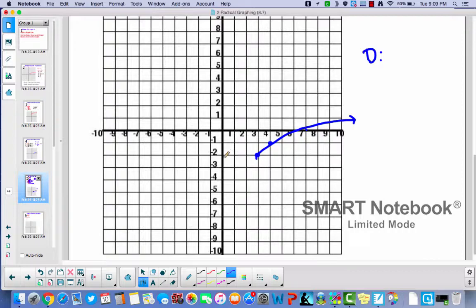Okay, so what is our domain? Well, where do our x's start? Can we have anything over in here? No, so our x's start at 3 and get bigger. So x is greater than or equal to 3. What does our range start? Well, our y's start at negative 2 and go up.